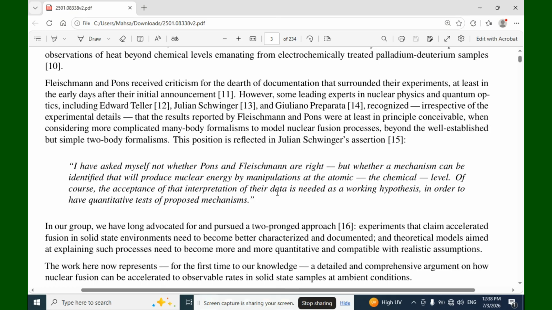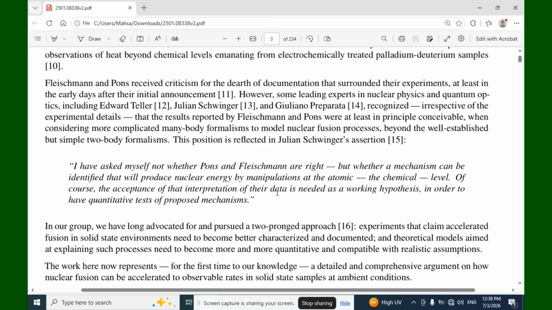However, some leading experts in nuclear physics and quantum optics, including Edward Teller in Reference 12, Julian Schwinger in Reference 13, and Giuliano Preparata in Reference 14, recognize, irrespective of the experimental details, that the results reported by Fleischmann and Pons were at least in principle conceivable when considering more complicated many-body formalisms to model nuclear fusion processes beyond the well-established but simple two-body formalisms. This position is reflected in Julian Schwinger's assertion.